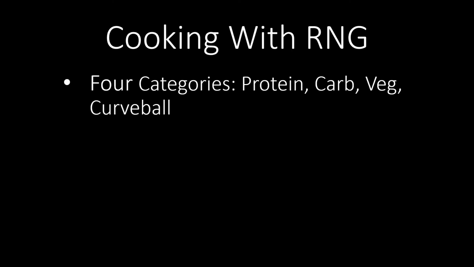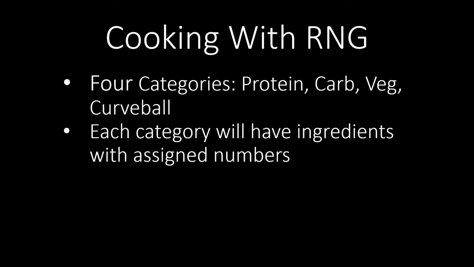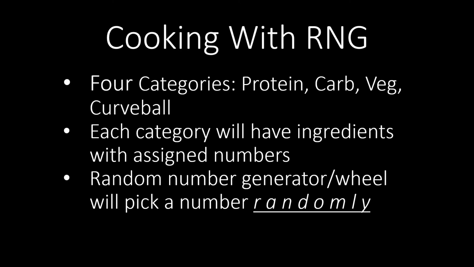So for this video, I'm going to be cooking with the random number generator. How it's going to go down is I'm going to have 4 categories. Each category will have ingredients with assigned numbers to them, and the random number generator will randomly pick a number, and whatever ingredient matches with that number is the one that I have to use for the dish.